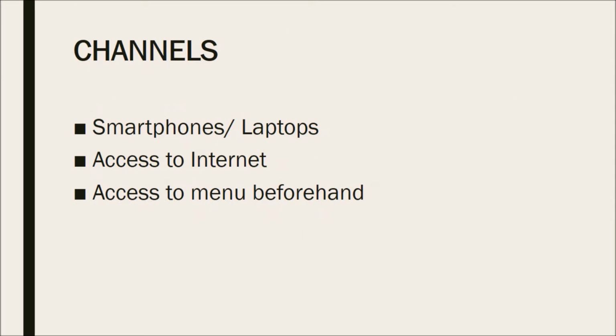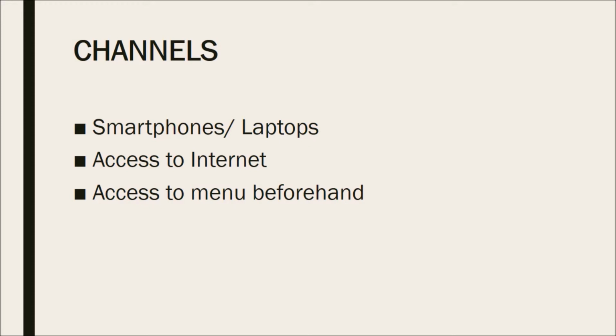So my next element is channels. What will be the channels? What will be the key roles through which my consumers, the students, will be able to make my business model a success, or can access my business model? So the first channel is smartphones or laptops. See, my business model stands on the surveys. So the surveys can be filled by smartphone or laptop very easily.